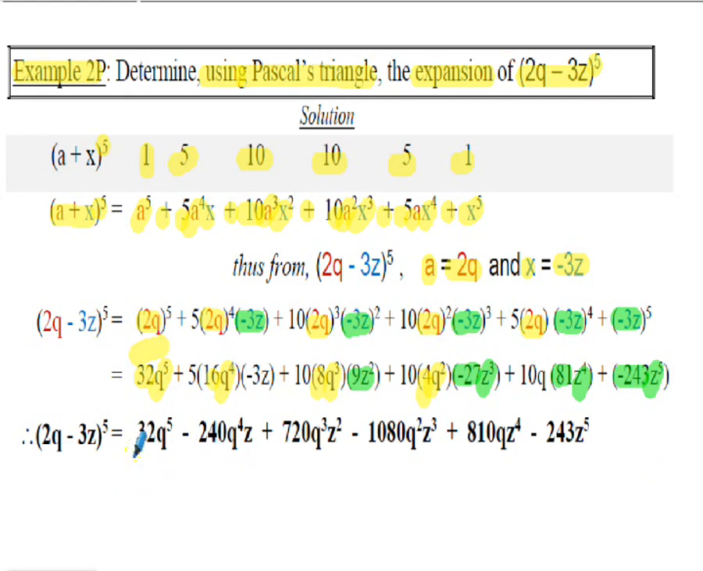So tidying this up now, on the last line we get 32 times q to the power 5, and then we get 5 times 16 times minus 3 is minus 240 q to the power 4 times z. The next term we get 10 times 8 times 9, so that gives you plus 720 q to the power 3 z to the power 2. And then the next term we get 10 times 4 times minus 27 is minus 1080 q to the power 2 z to the power 3. And we get 810 q times z to the power 4, and finally we get the minus 243 z to the power 5. I'll let you check those figures for yourself.